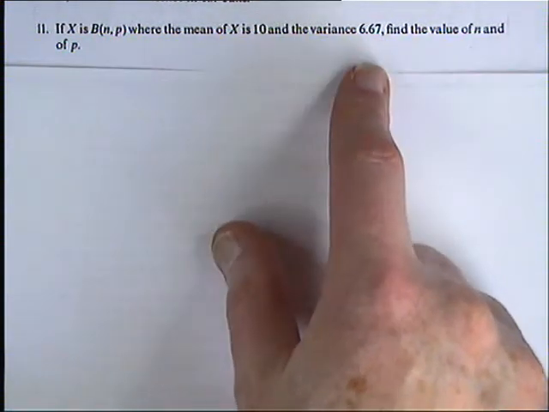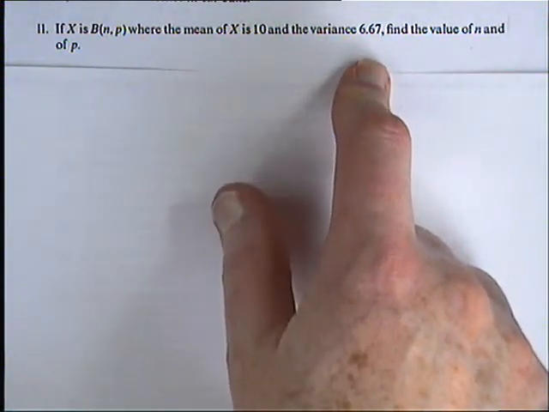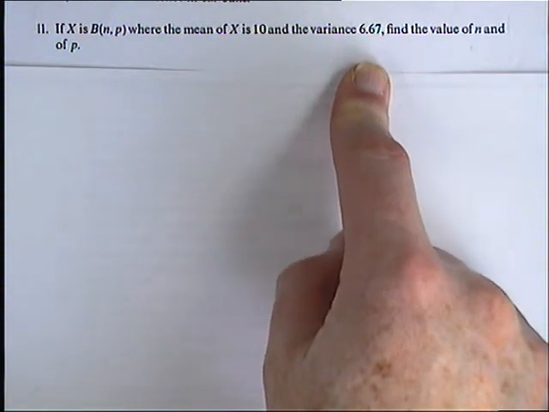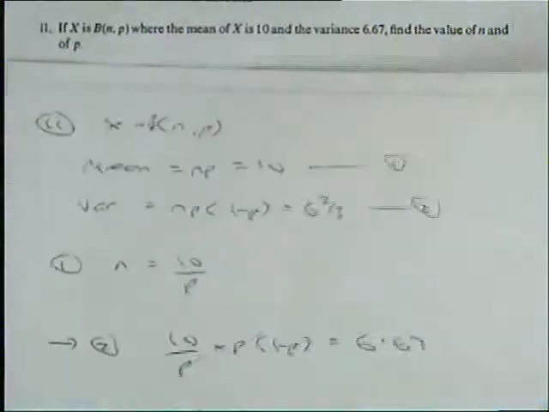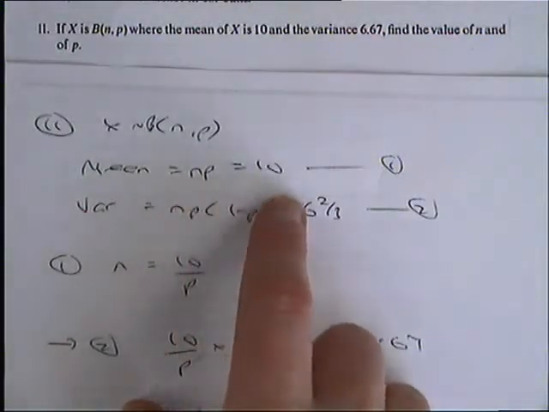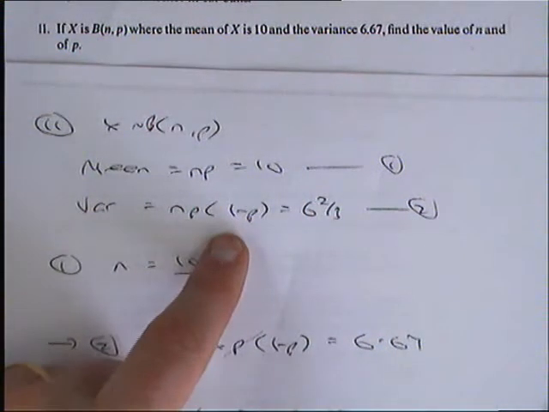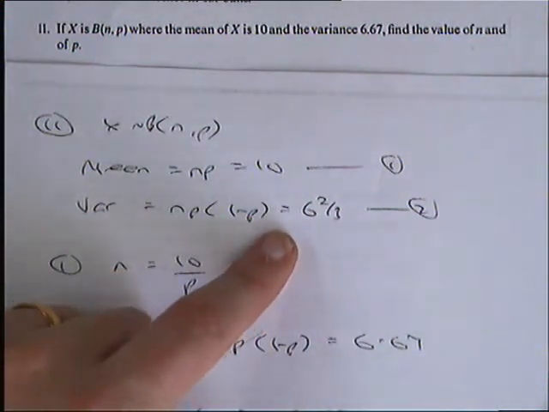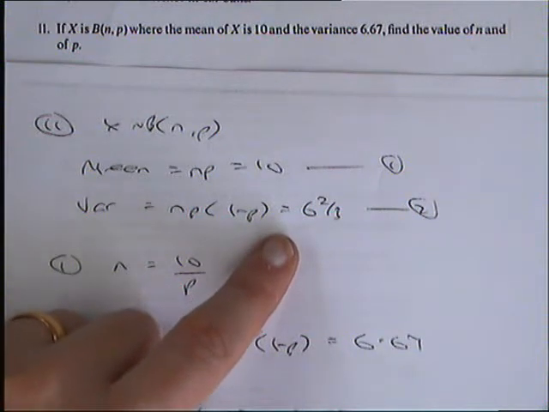How do we find the variance of a binomial? Yeah, npq or np(1 minus p). So you get two equations. You get np equals 10 and you get np(1 minus p) is 6 2/3. That's two simultaneous equations which you have to go and solve, whichever way you can.